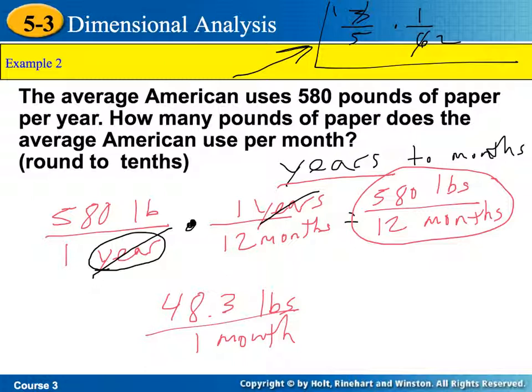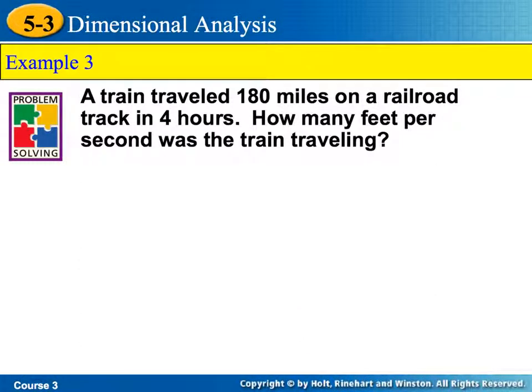All right, so here's a tricky one that, again, we're going to do together. It says a train traveled 180 miles on a railroad track in 4 hours. How many feet per second was the train traveling? Well, looking at this, what's the very first thing that I'm dealing with? What is that first rate I'm dealing with?